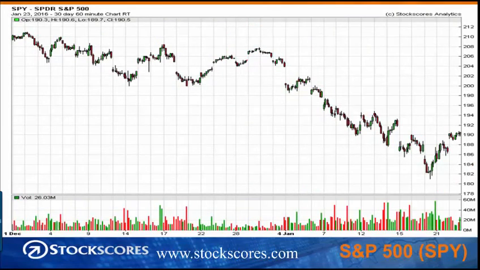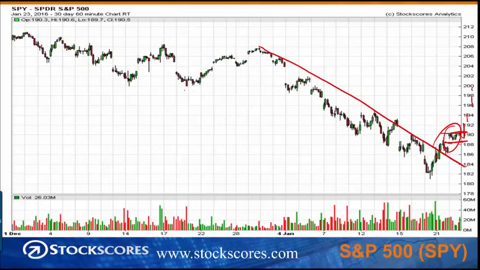Here's the 30-day, 60-minute chart of the S&P 500. You can see that the downward trend line has been broken this week, and we're now building a rising bottom here. If we can break up from that rising bottom, that will be a positive that the market's going to start to recover. It's not there yet.